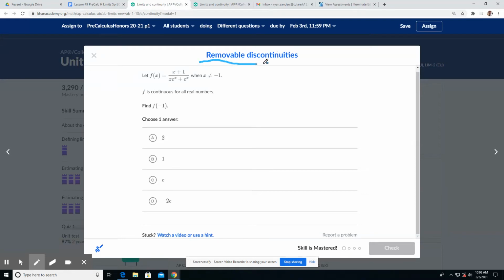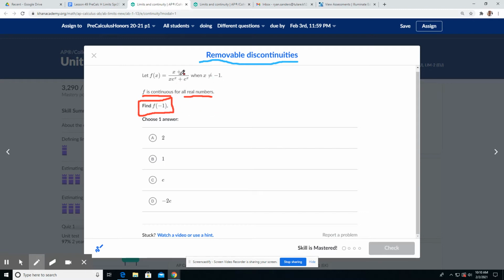We are looking at removable discontinuities. So let's go ahead and attack this first problem. It's telling us that f is continuous for all real numbers, and they want us to find the function's output when we plug in -1 as an input.